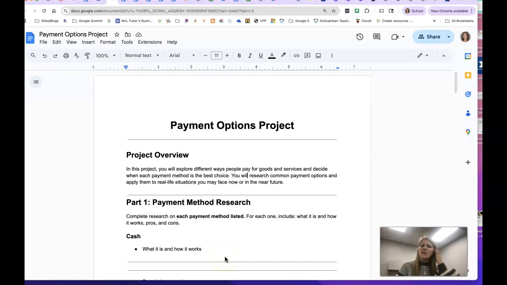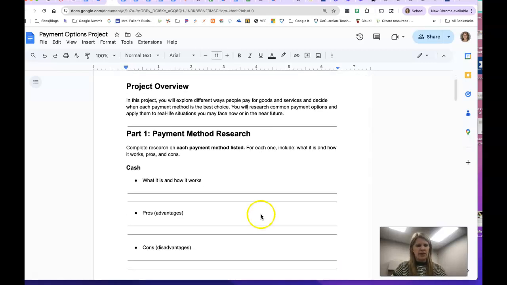All right, here is an overview of your project for today. There are two main parts to it, and you will probably use Google for the first part, and then the second part is going to be based on your thoughts and opinions. So in this project, you're going to explore different ways people pay for goods and services, decide when each payment method is the best choice, and then research common payment options.